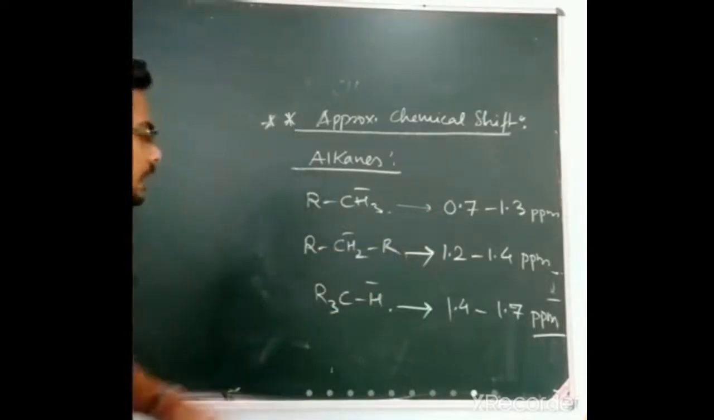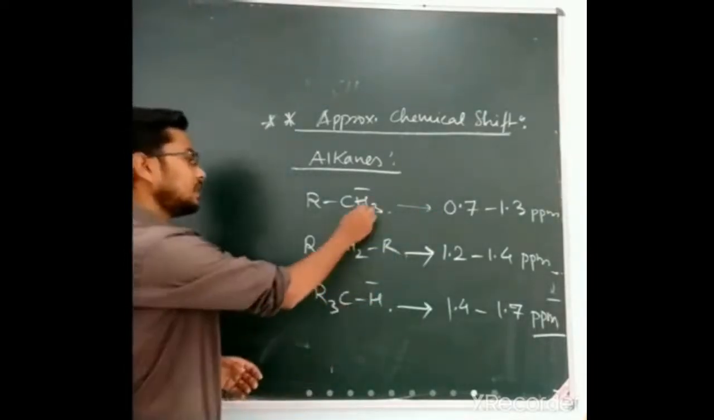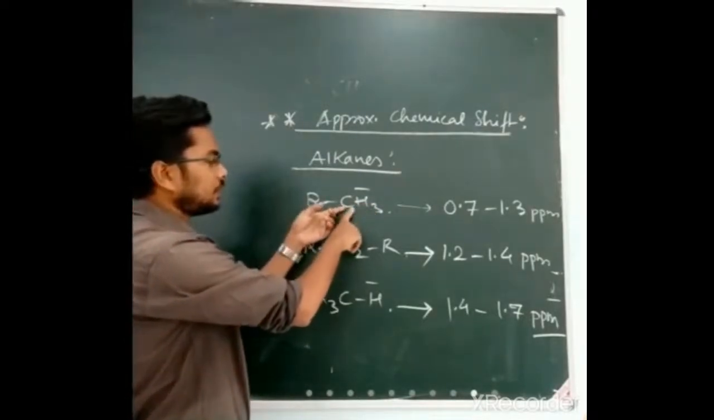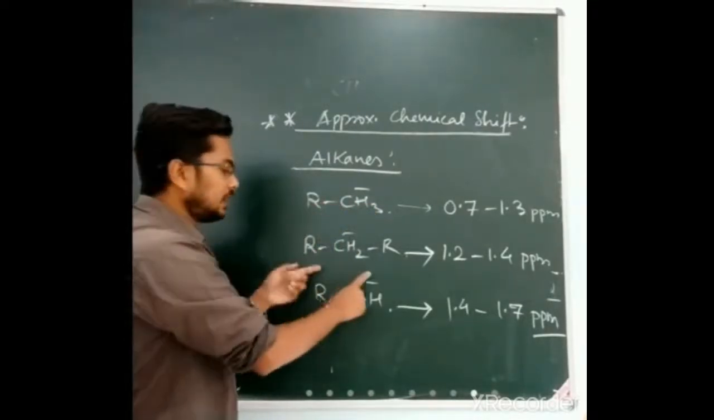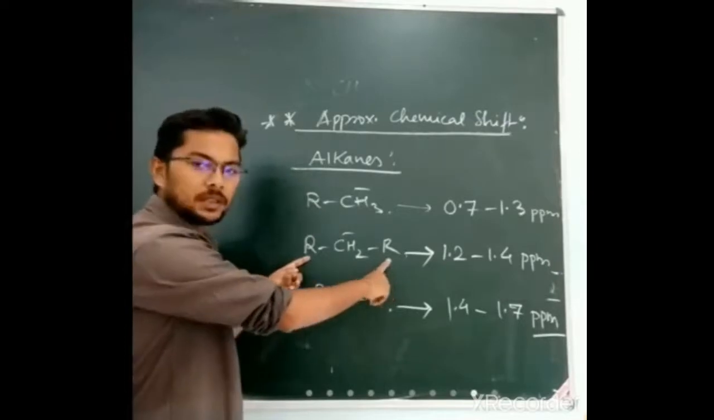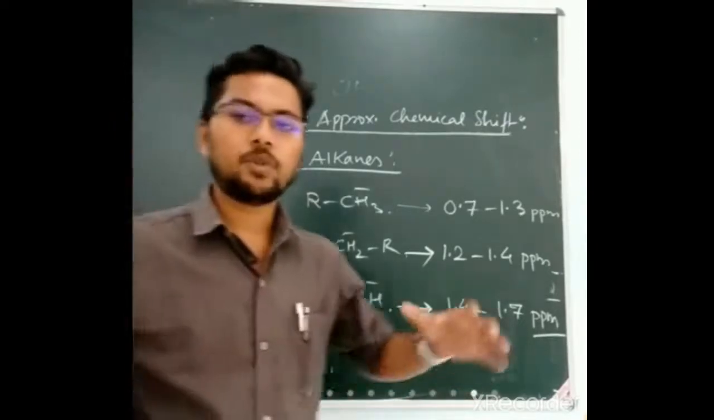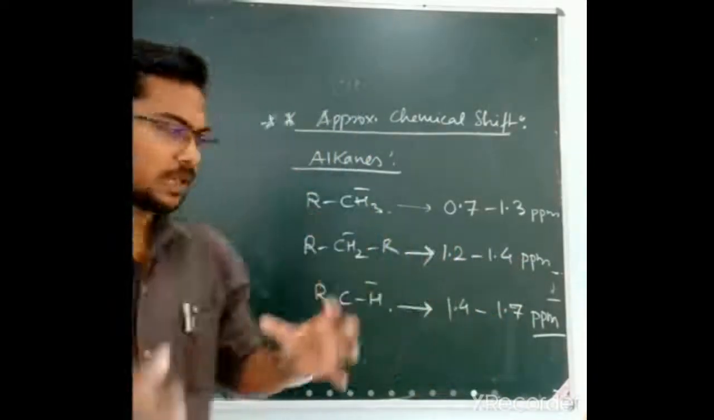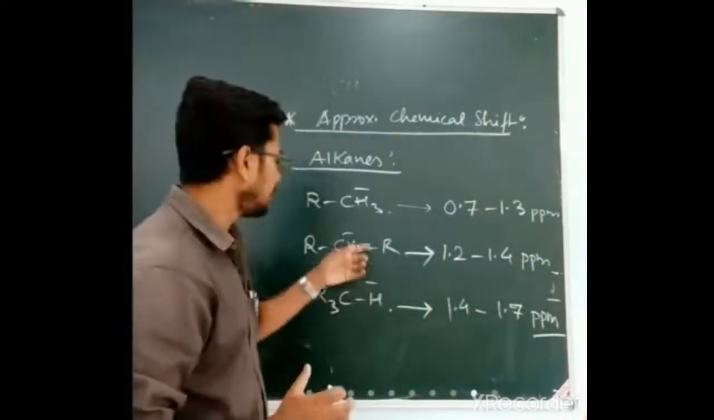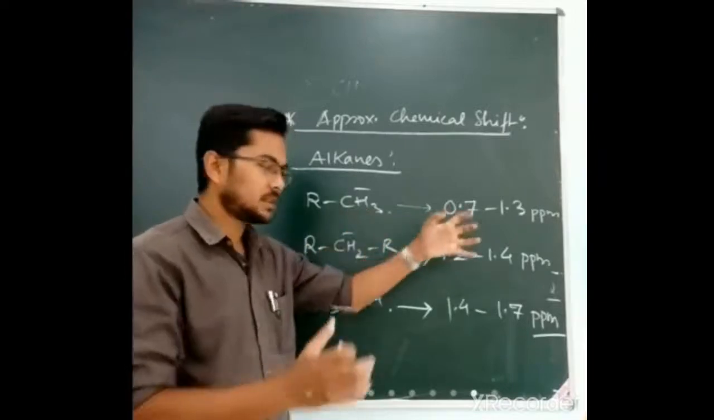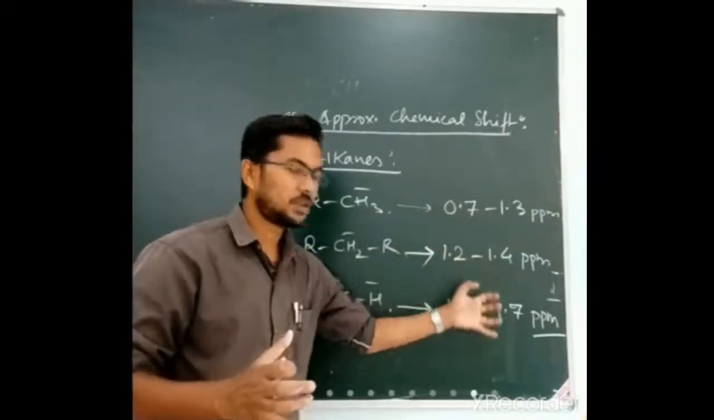Now why is it coming like this? Because if you see here, this carbon is flanked by only one carbon on one side. Here it has two carbons, and here it has three carbons. So the more the number of carbon atoms, the more electronegative the environment is, at least in comparison to hydrogen. So that's why it is going from upfield to downfield region.